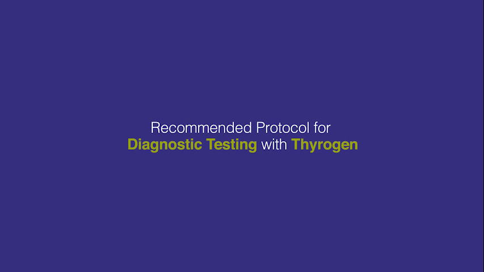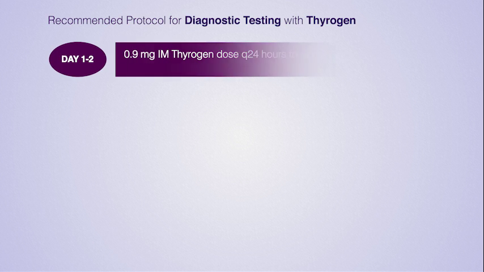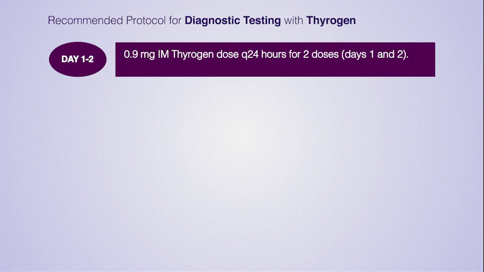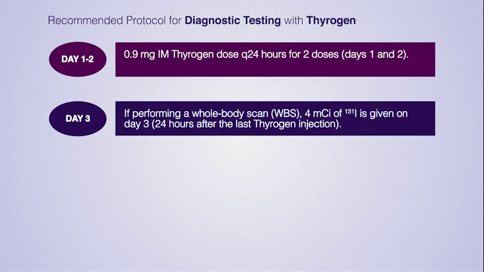There are 2 protocols to follow regarding Thyrogen injection: Diagnostic and Ablation. The following protocol is recommended for diagnostic testing with Thyrogen. Day 1 and 2, 0.9 milligrams IM Thyrogen, dosed once daily for 2 doses, days 1 and 2. Day 3, if performing a whole body scan, WBS, 4 millicurie of radioiodine I-131 is given on day 3, 24 hours after the last Thyrogen injection.